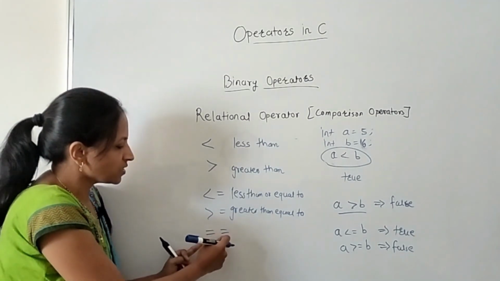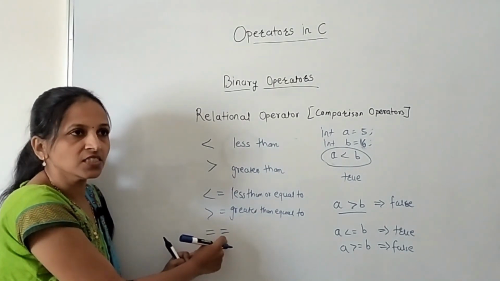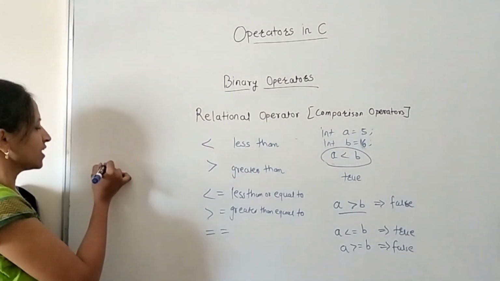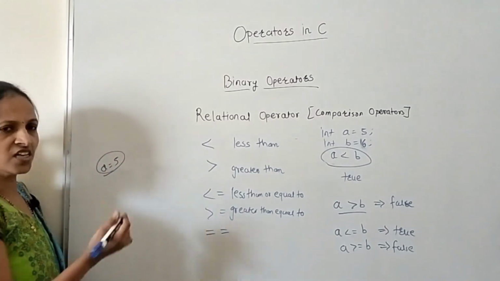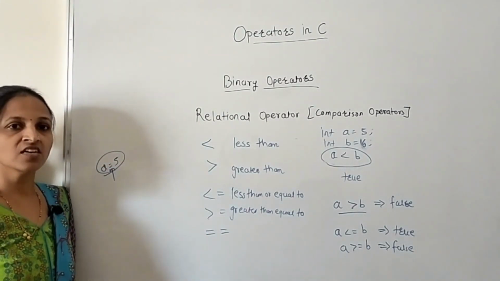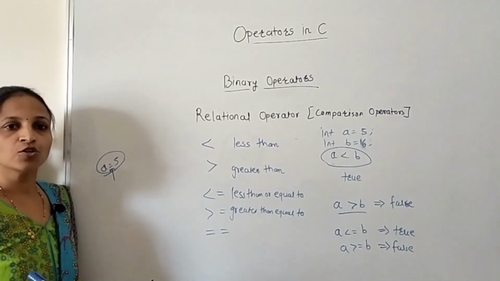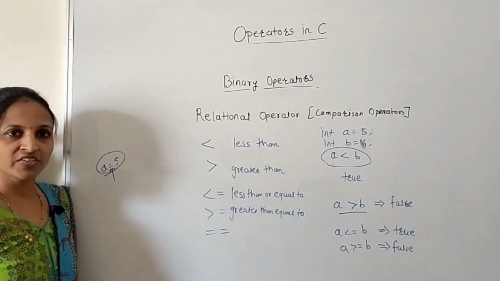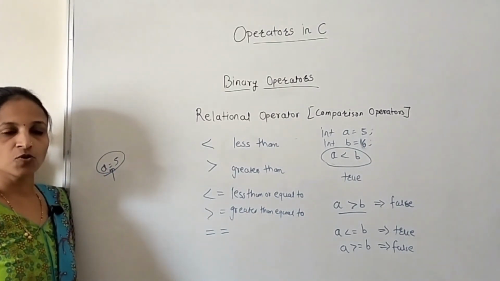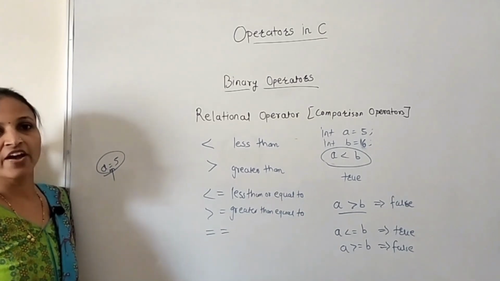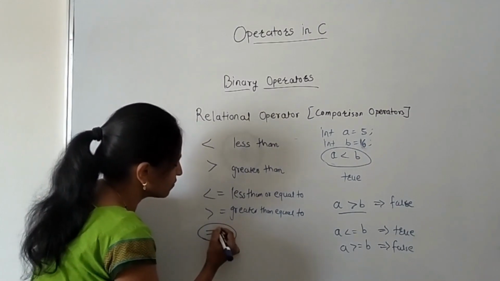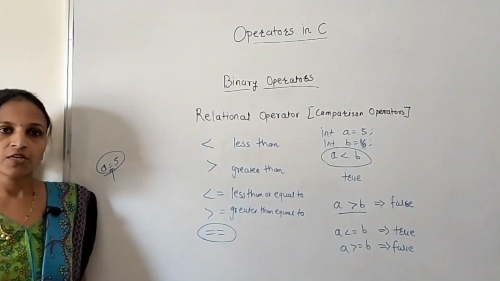Now the next operator is equal to. We have to write this two times. In mathematics or in English we would write a equals 5 like this. But in programming languages, this single equal sign is not used to check equality between two operands. It acts only as an assignment and cannot be used for checking equality. For equality we have to write the equal sign two times.